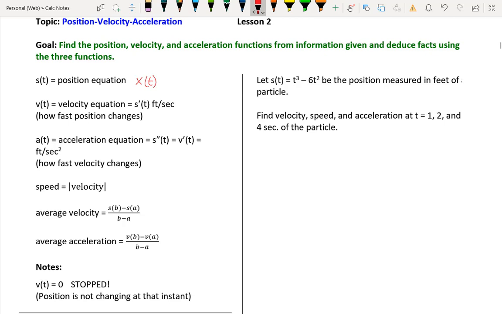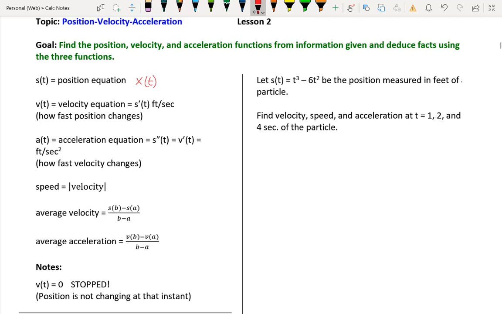V of t is the velocity function, which is basically the derivative of position. And keep in mind, position is measured in feet or inches or something like that, whereas velocity is a speed. That's how fast your position is changing. So that's always feet per second, miles per hour, something like that.